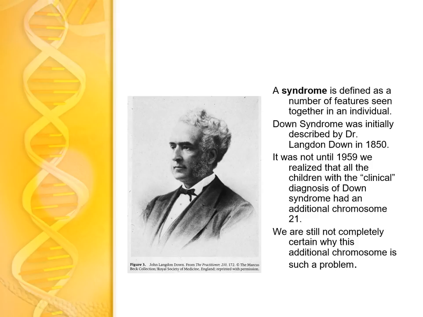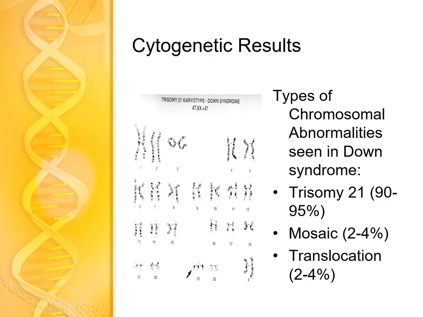Down syndrome was originally described in 1850 by Dr. Langdon Down, and he saw children that looked more like each other than other children in their family. It was not till 1959 that we realized that the clinical diagnosis of Down syndrome was caused by having an additional copy of chromosome 21. We're still not certain why the additional chromosome causes the problem, but we know that children with an extra copy of that chromosome have similar physical characteristics.